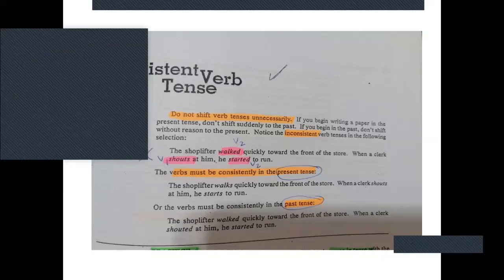Okay. So consistent verb tenses. What do we mean by consistent? Consistent means to keep using the same pattern, keep using the same track. Do not change, do not shift suddenly. What does that mean again? Do not shift tenses suddenly. So if you are using past tense in following sentences or in one sentence, do not suddenly move in a way to simple present tense.